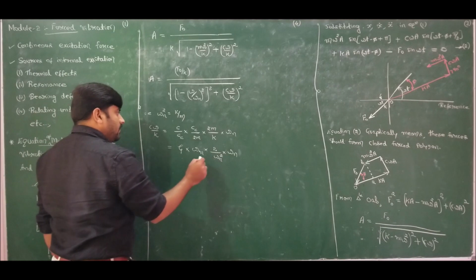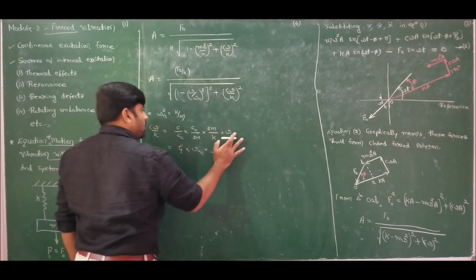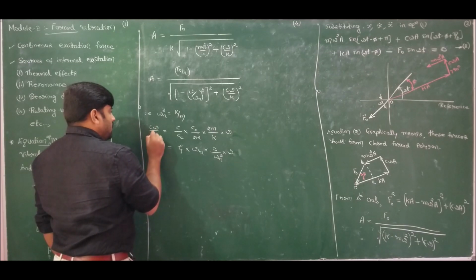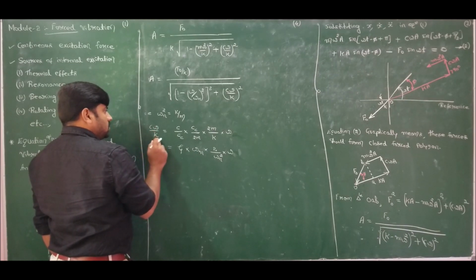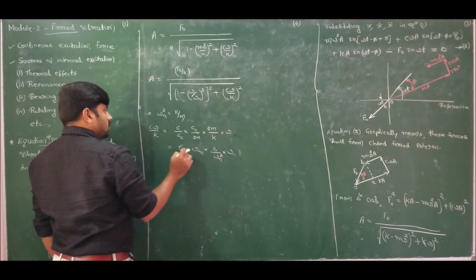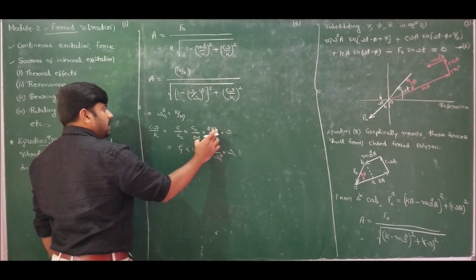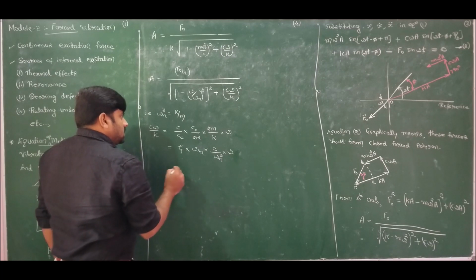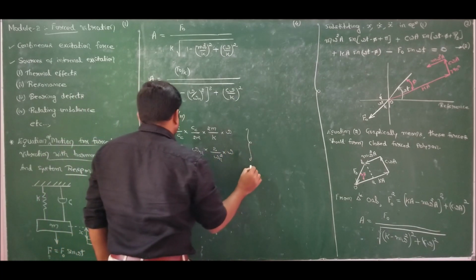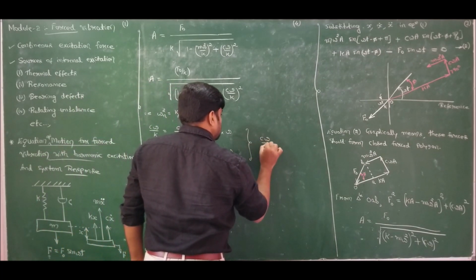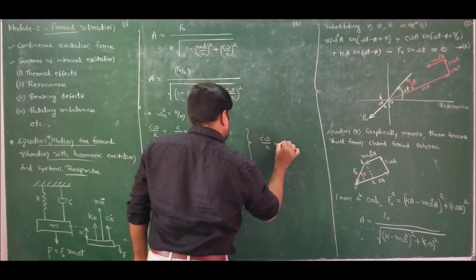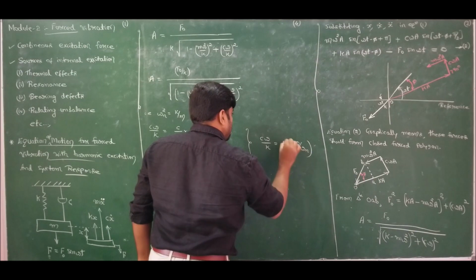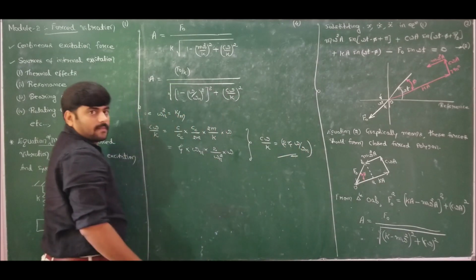Now if I simplify, what will I get? So here I have C omega by K. K is here, omega is here. Multiply and divide by CC, multiply and divide by 2m. So hence, what is the inference? I can write C omega by K as 2 zeta omega by omega n.